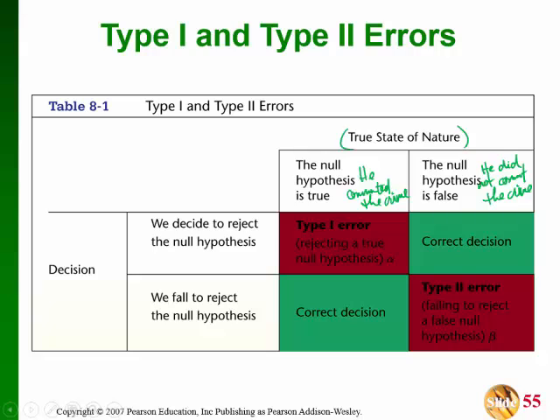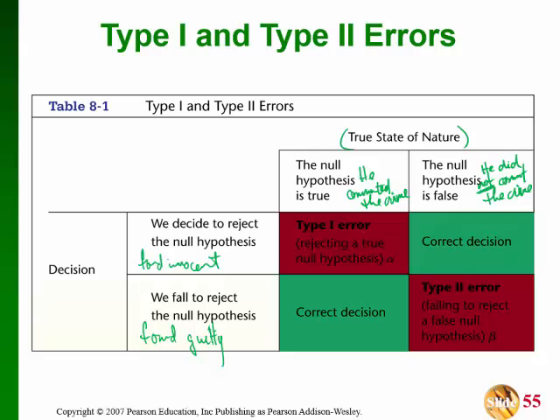So he goes through trial. And then in the trial, he was found innocent, or he was found guilty. So if he did not commit the crime and he was found innocent, that's good. That was the correct decision.